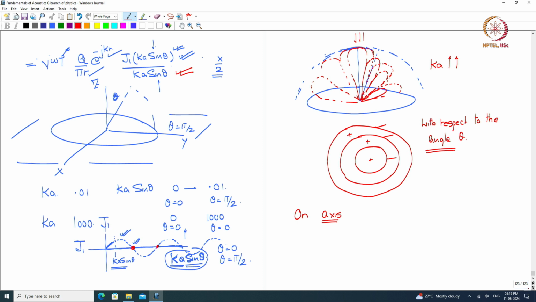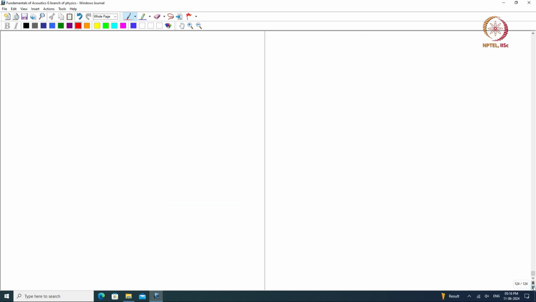On the axis, okay, if we look at this piston like this, that is my z axis right along the center, x and y. Okay. So, if I look at a point somewhere here, let us say this point is r0 away and this point is z away.